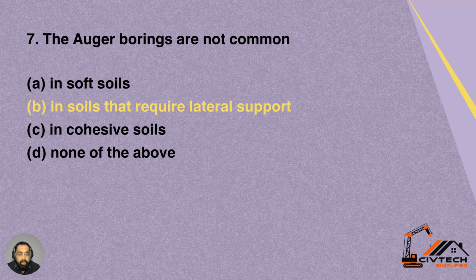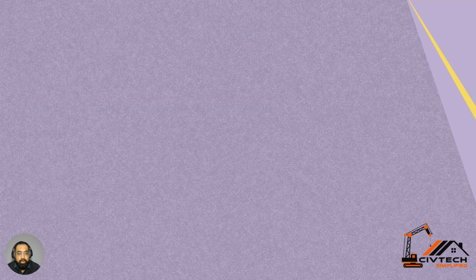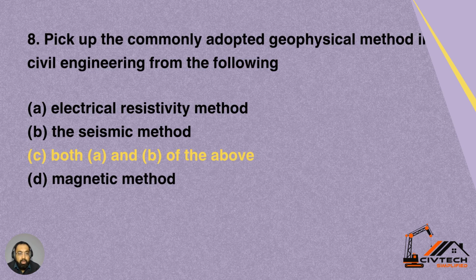Question 7. The auger boring is not common: A, in soft soil, B, in soil that requires lateral support, C, in cohesive soil, D, none of the above. Option B is correct, which is the auger boring is not common in soil that requires lateral support.